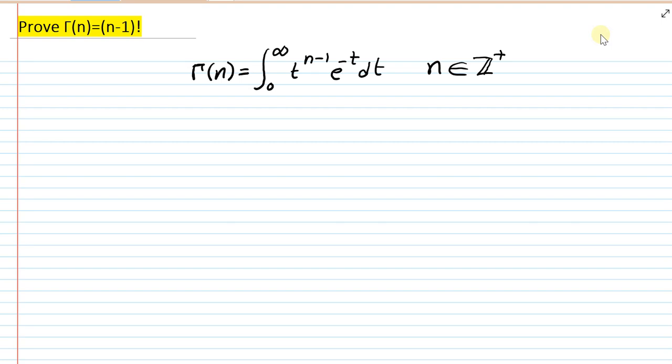Hi all, in this video we're going to prove that gamma of n is equal to n minus 1 factorial, where n is a positive integer. So we're going to start with the gamma function, and actually the proof I'm doing here is different. There are different ways to prove this. One is to go through the mathematical integration, do integration by parts, and it's just a long tedious process, but I think this is an easier way of doing it.